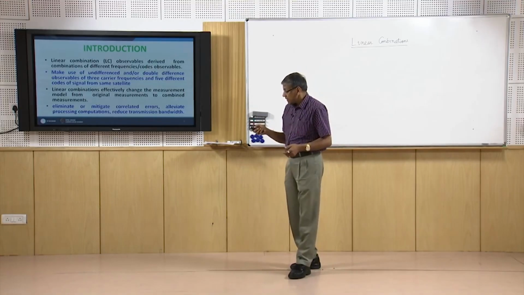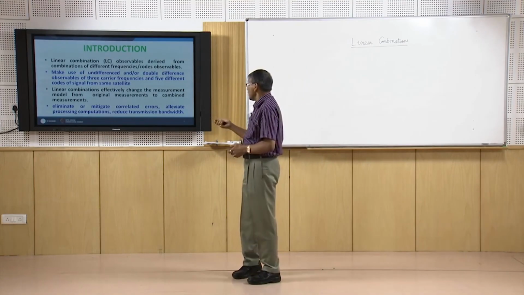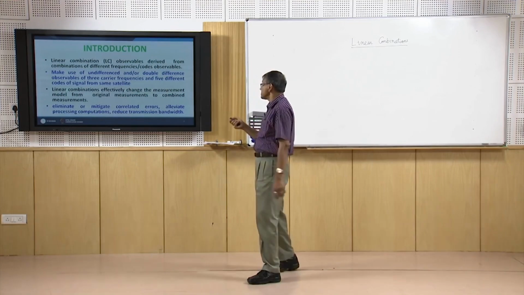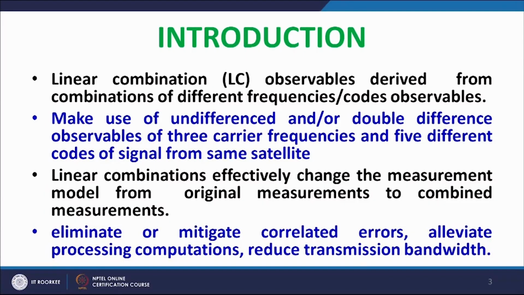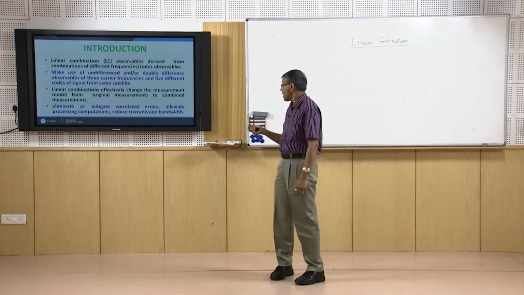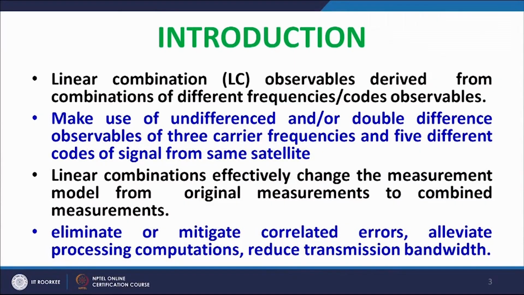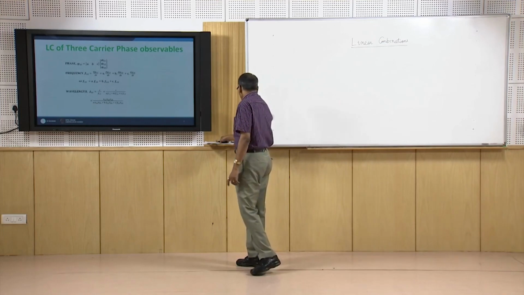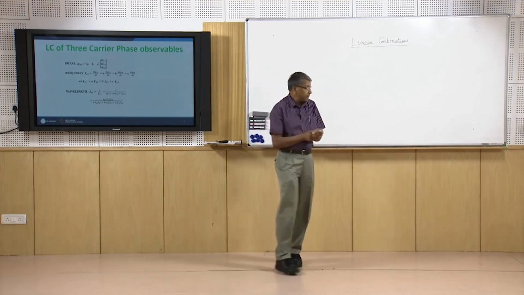In doing that we effectively change the measurement model from single or original measurements to combined measurements, and we will eliminate most of the correlated errors, alleviate processing computations as well as reduce bandwidths. Now let us take the 3 carrier phase linear combinations.